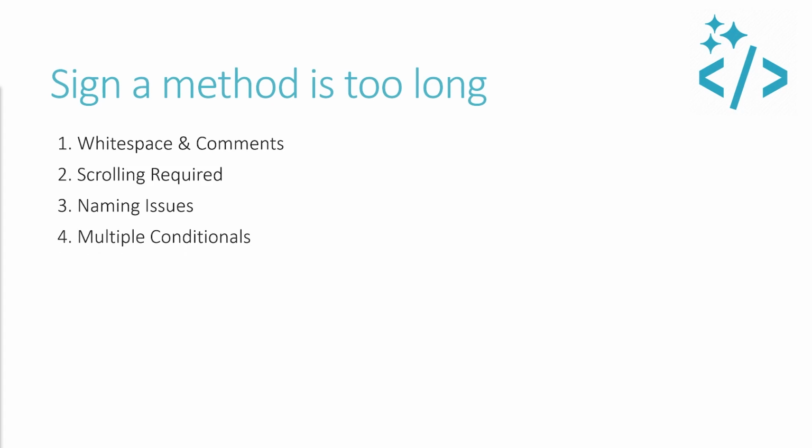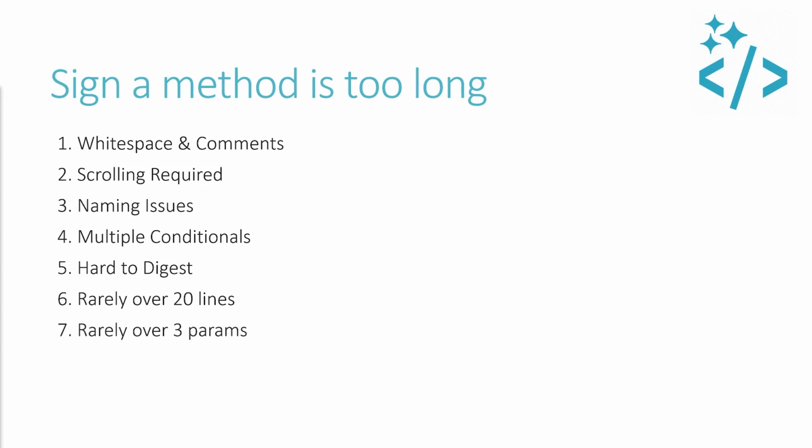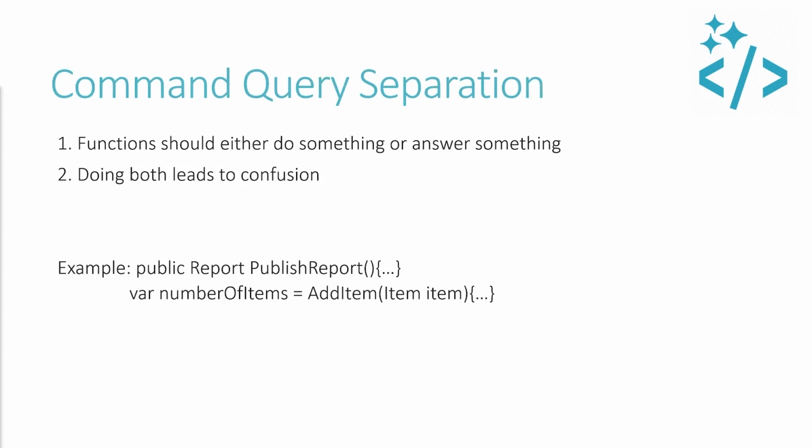And having multiple conditionals is also a sign that it does more than one thing. And it's hard to understand. So if a method is hard to understand, it means probably it's too long. And the method normally should be rarely over 20 lines, so as much as you can see on a screen, and not over 3 parameters. Good.